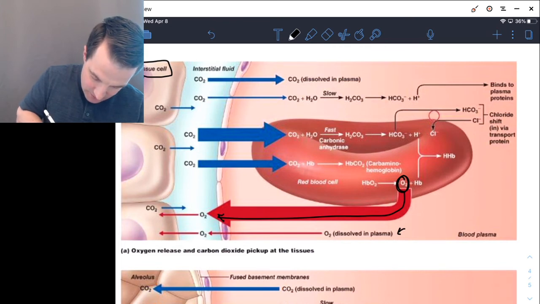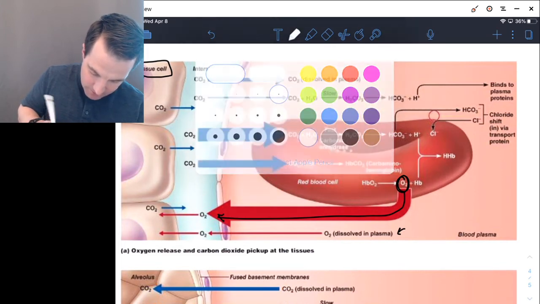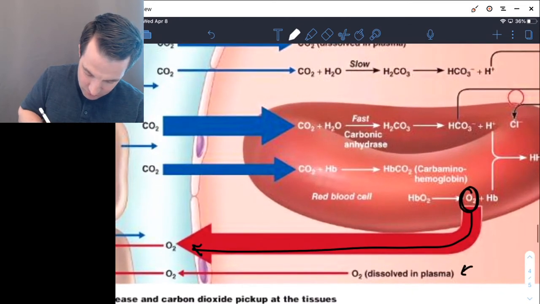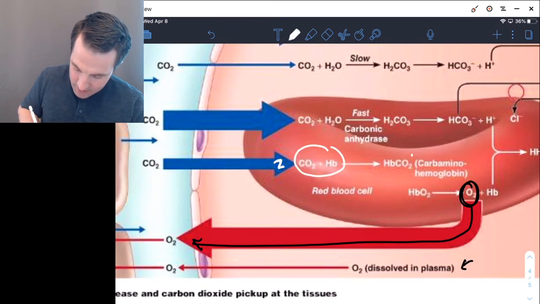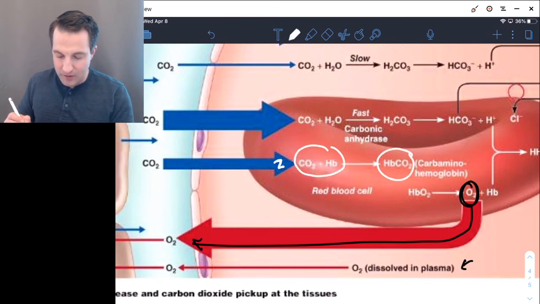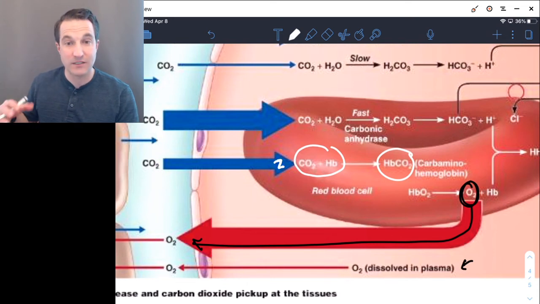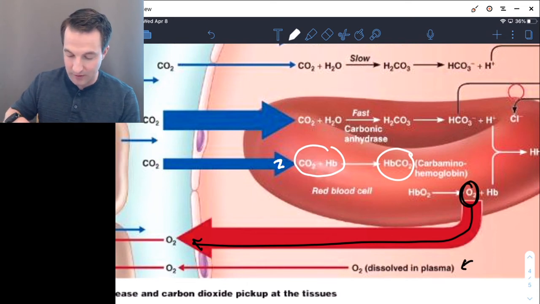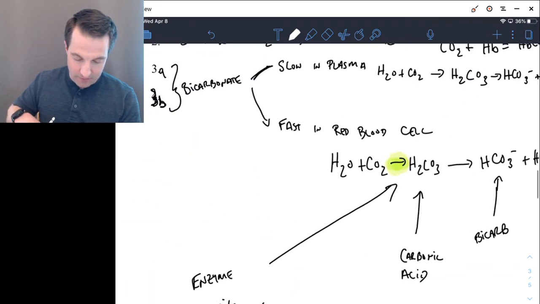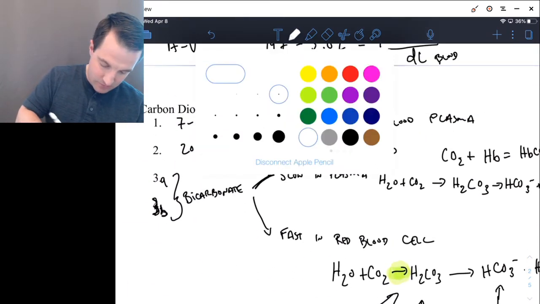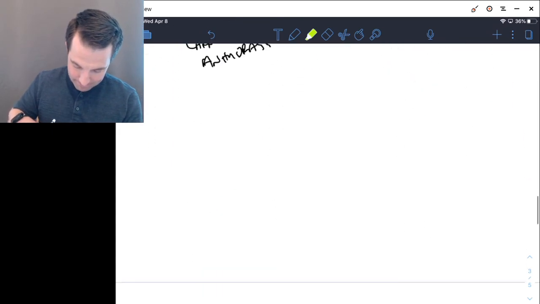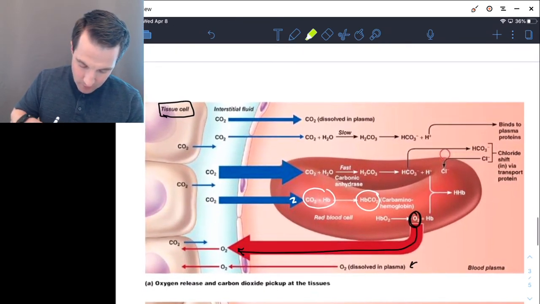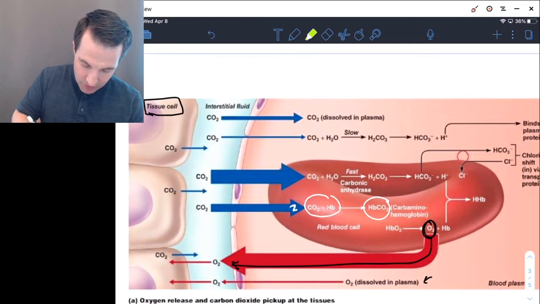This is right here. Let's see if we can do this in white. It might be a little bit easier. This is number 2, right here. Our carbon dioxide plus our hemoglobin is going to make our carbaminohemoglobin, also known as carboxyhemoglobin, depending on what book you're reading. Okay, so if we go up to our list right up here, there it is. There's number 2. And here's our number 1.